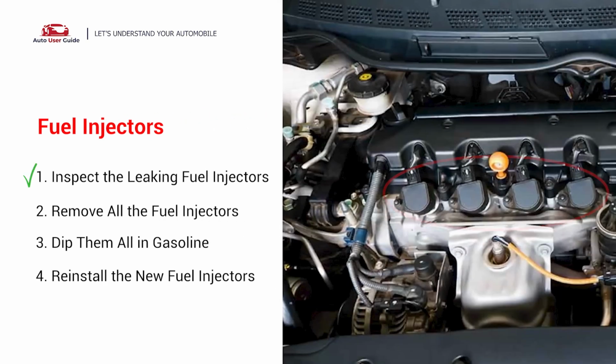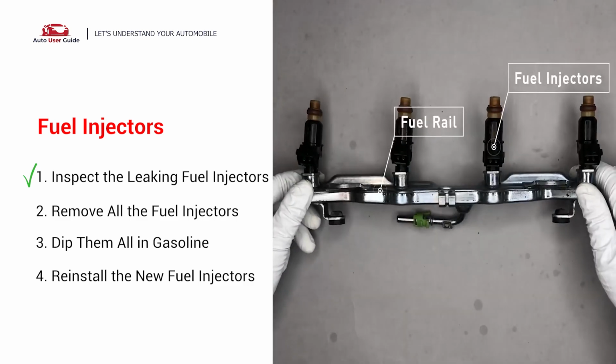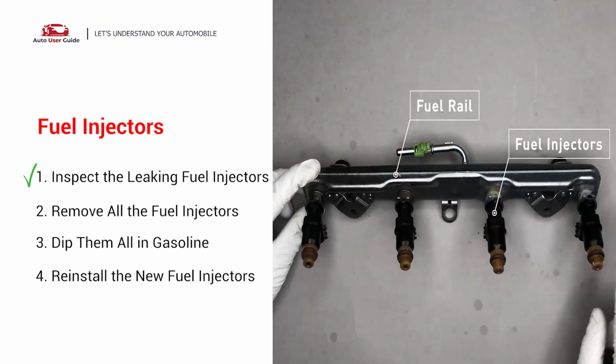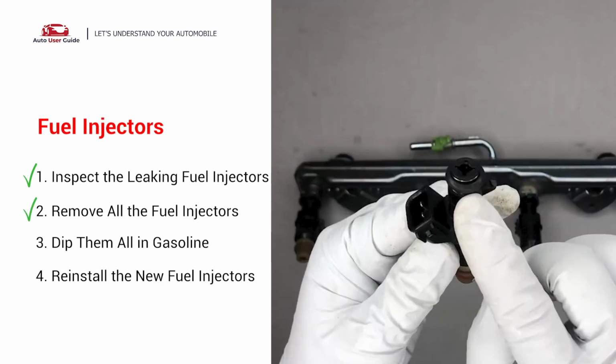The fuel injectors are mounted in the intake manifold so that they spray fuel directly at the intake valves. Inspect the leaking fuel injectors on the fuel rail. Carefully remove the fuel injector. Make sure the new injector has new seals and never use the old seals over.